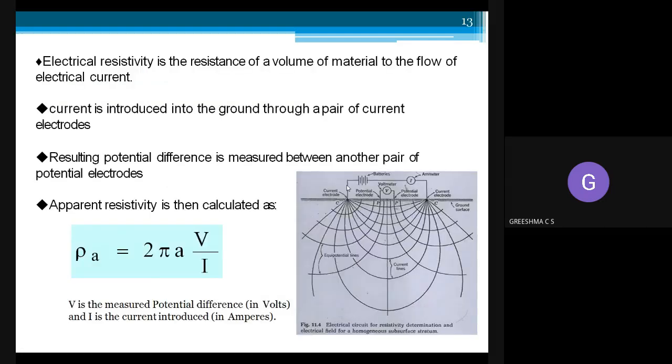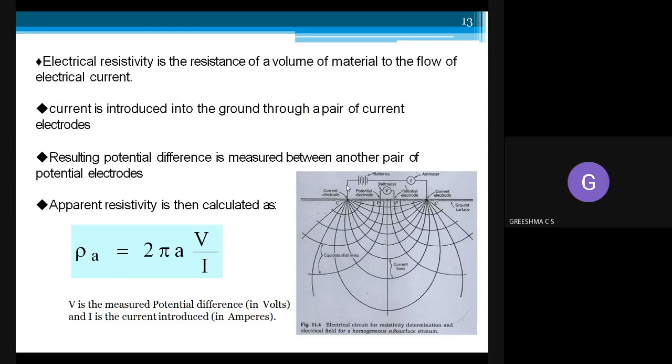Same thing we said earlier. When you allow current to pass through a geological formation, it will offer a resistance. So what we are doing is measuring this resistance, and you will find out which material it is.